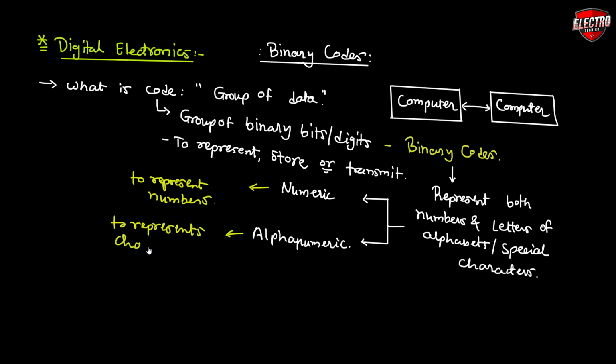But alphanumeric codes are used to represent characters, like alphabets or numerals. This way, these binary codes are very important in digital communication.